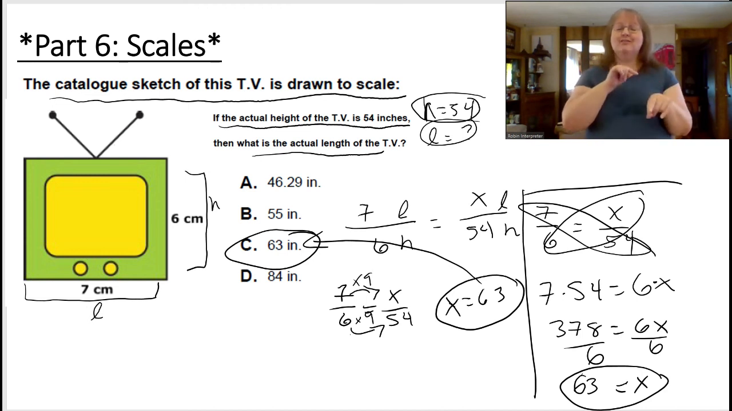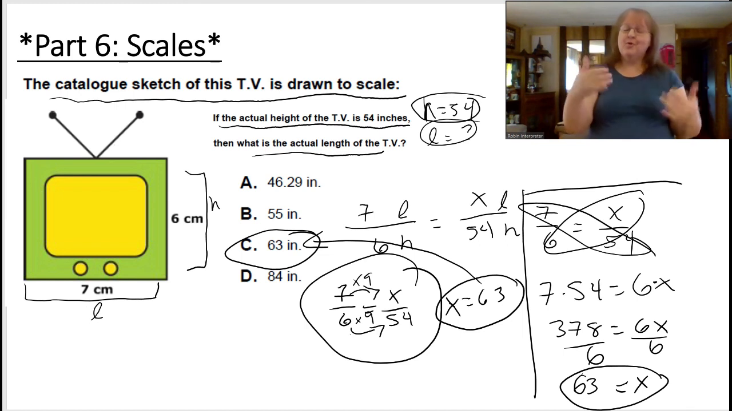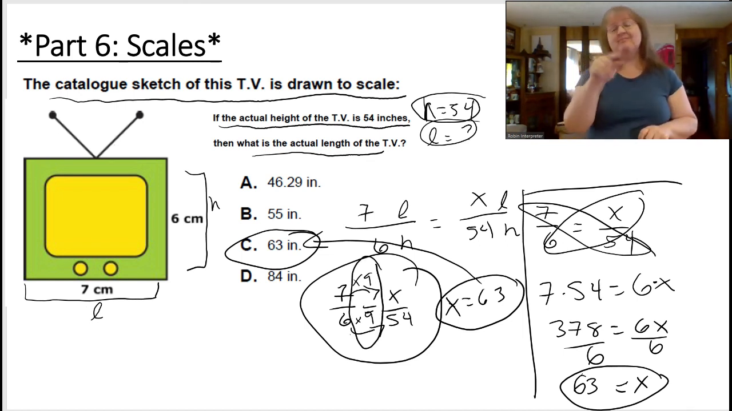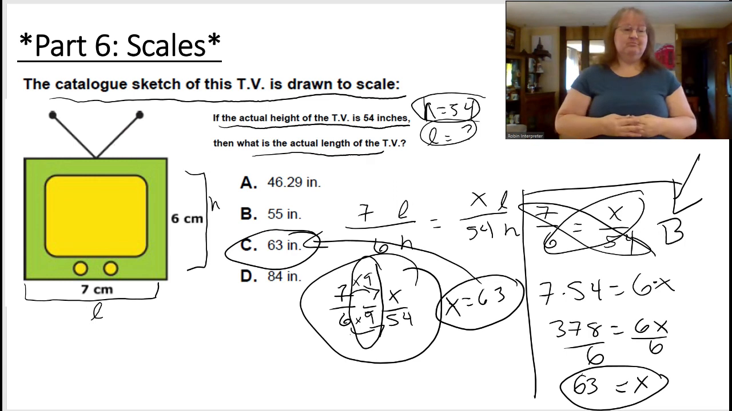So always check to see, once you set up your proportion, can you multiply to get to the number across? If you can, go ahead and multiply or divide. If you can multiply or divide, do it. But if not, then you need to use the butterfly method. So butterfly method.